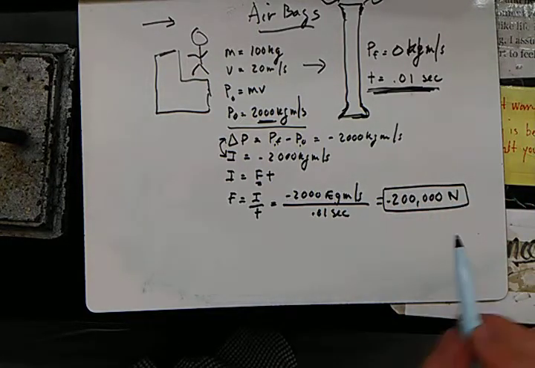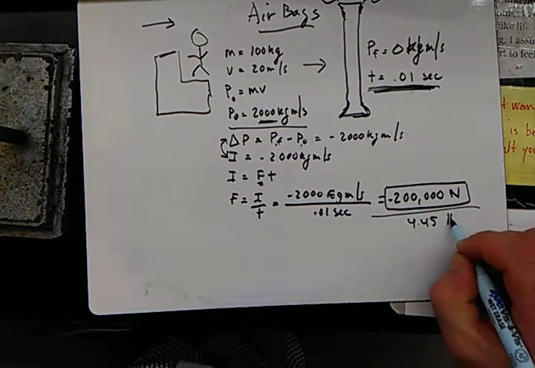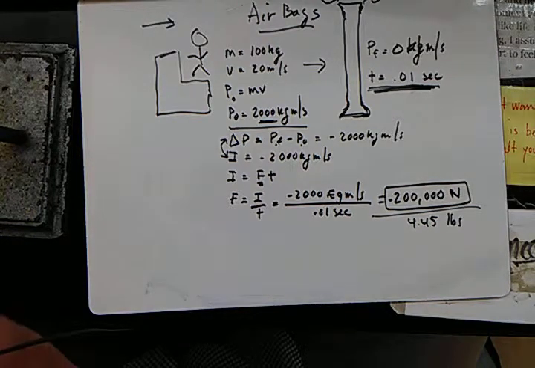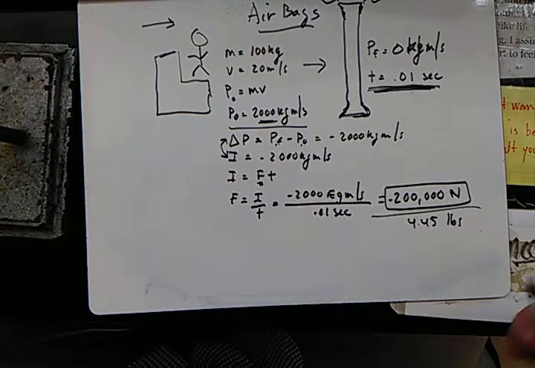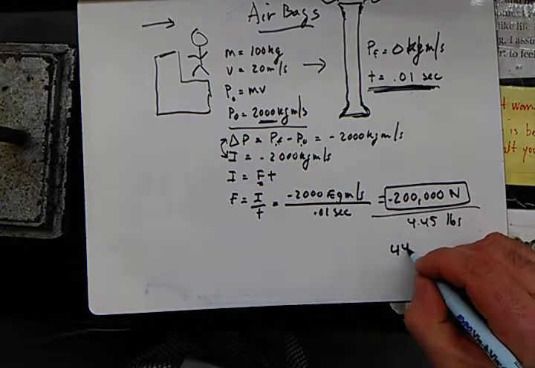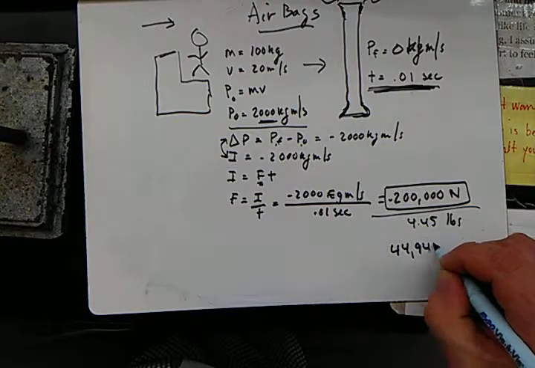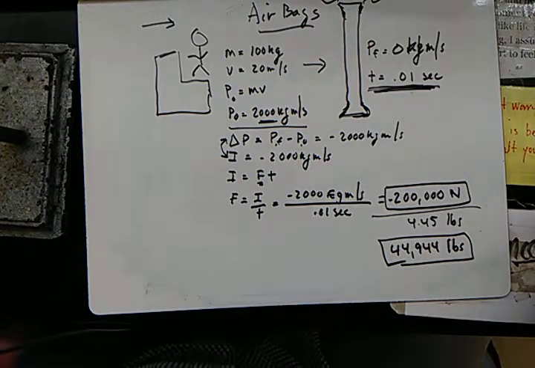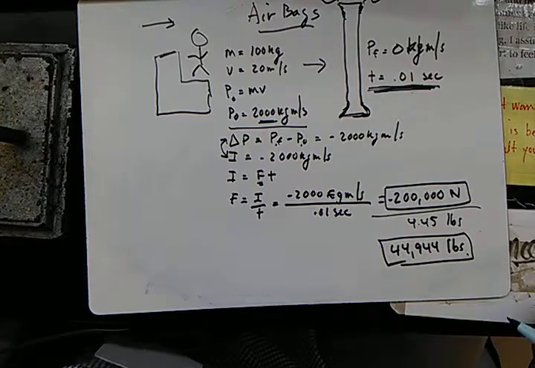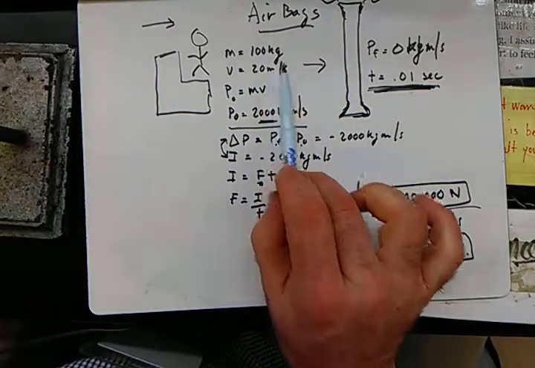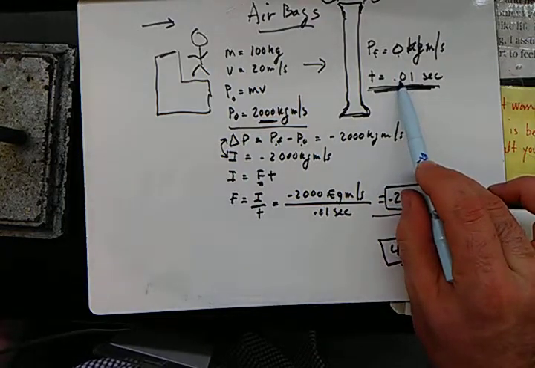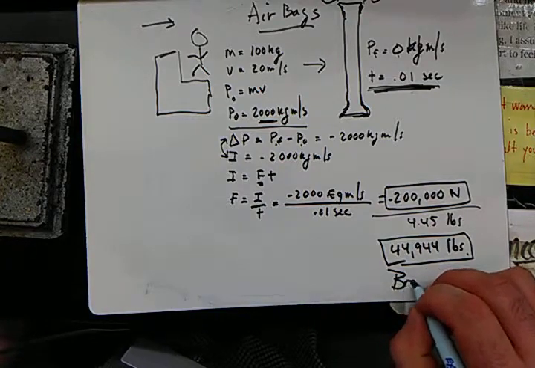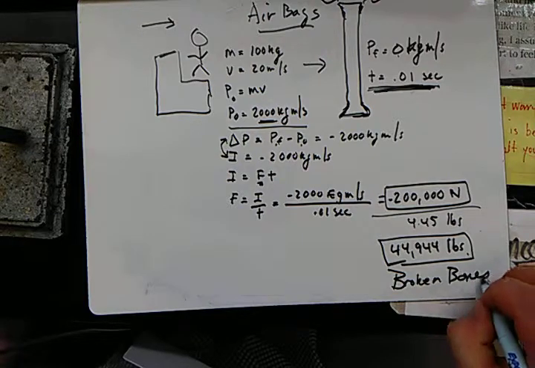Now, let's look at that in terms of pounds. I'm just curious. I'm going to divide that by 4.45 just to give you an idea how many pounds of force that poor person feels. Oh, my goodness. 44,944 pounds of force. That poor person, especially if they didn't have a seatbelt on, is going to feel this many pounds of force going from 20 meters per second to 0 meters per second in a time of 1/100th of a second. Wow. This equals broken bones or even worse.